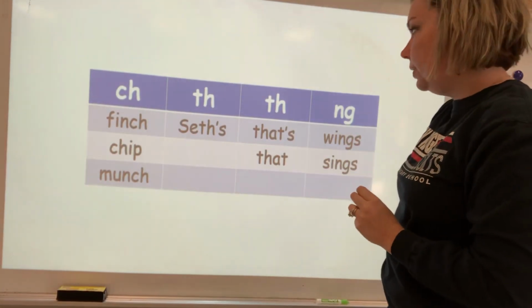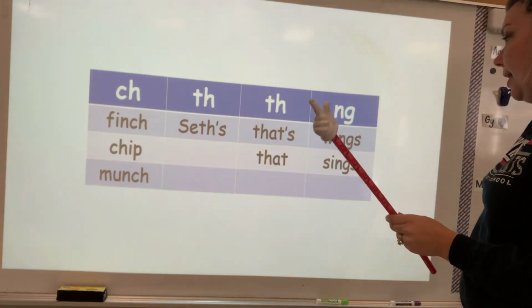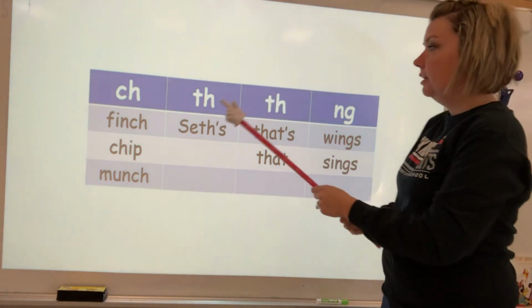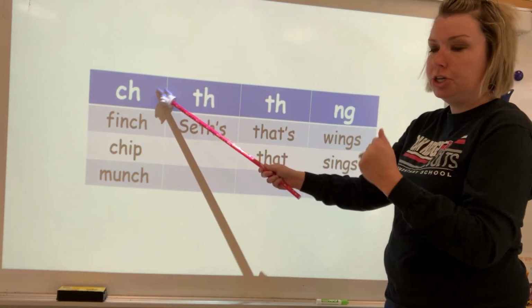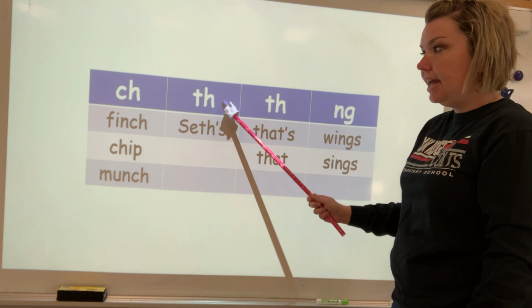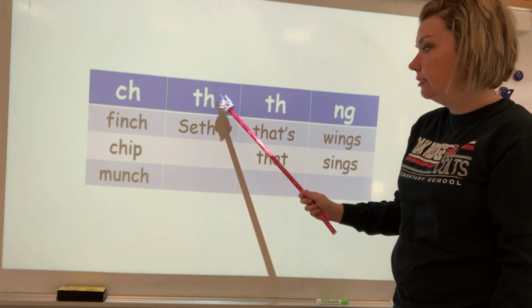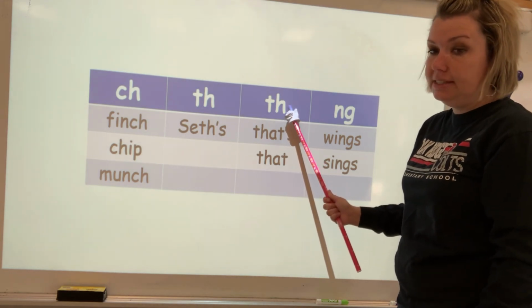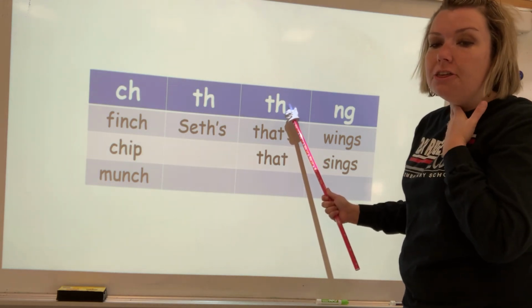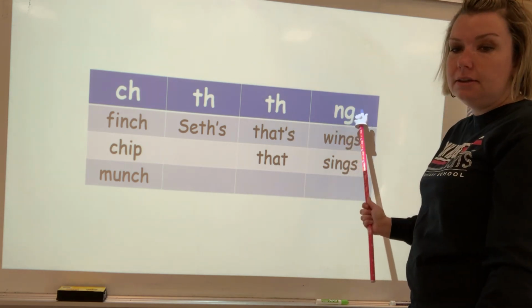Up here we have diagraphs. We have CH, ch, ch, TH with a voice, th, th, TH unvoiced, th, th, and NG, ng.